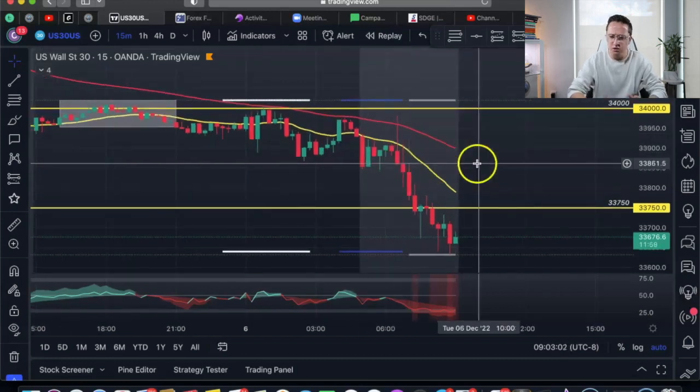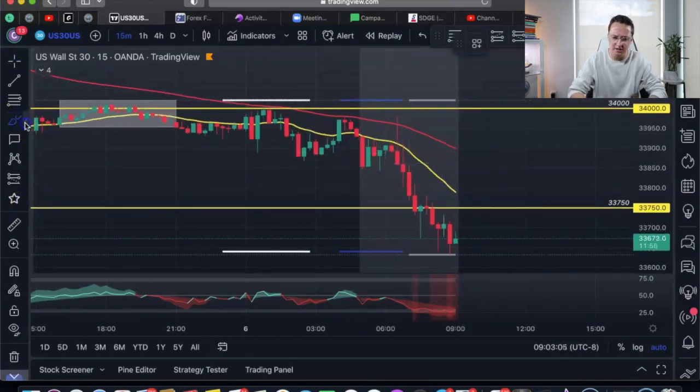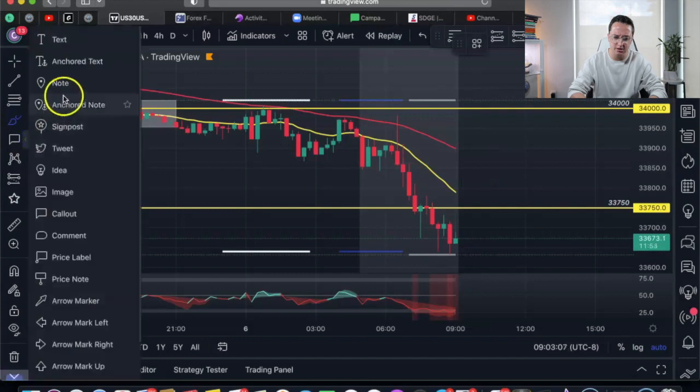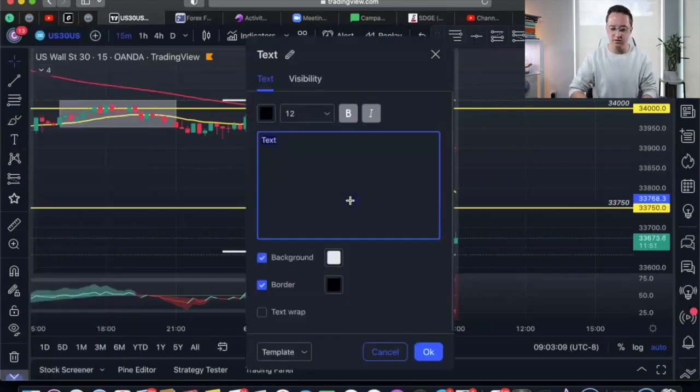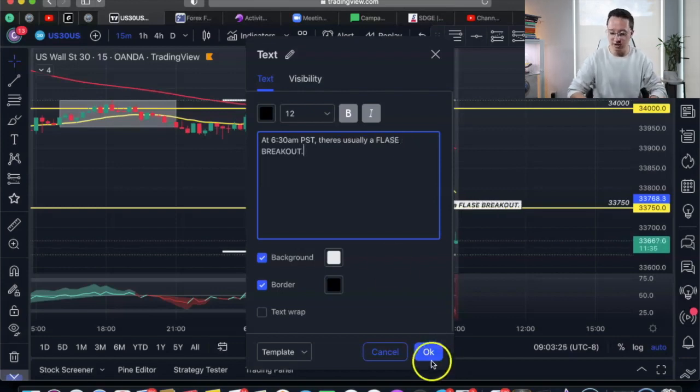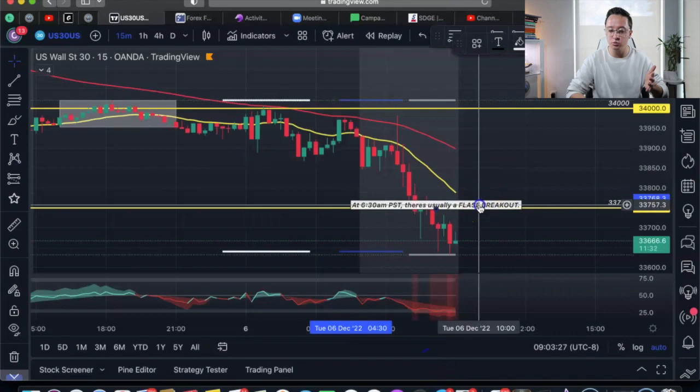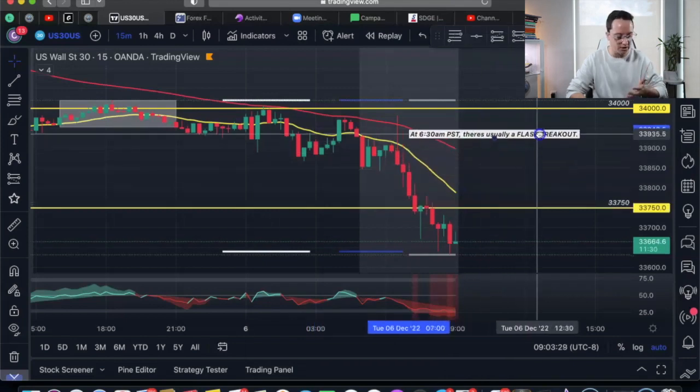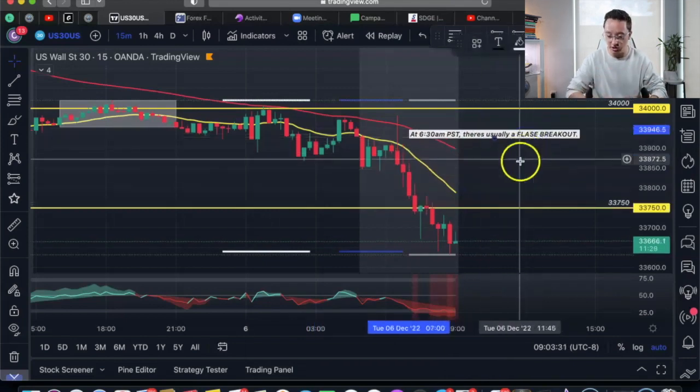So usually during the market open, I'm going to write this down for you guys. Let me get the text box. Okay, so at 6:30 a.m. PST, there's usually, let me write this, usually a false breakout. And I know I told you guys in the beginning, a false breakout is when the market goes in the opposite direction that it actually intends to go.